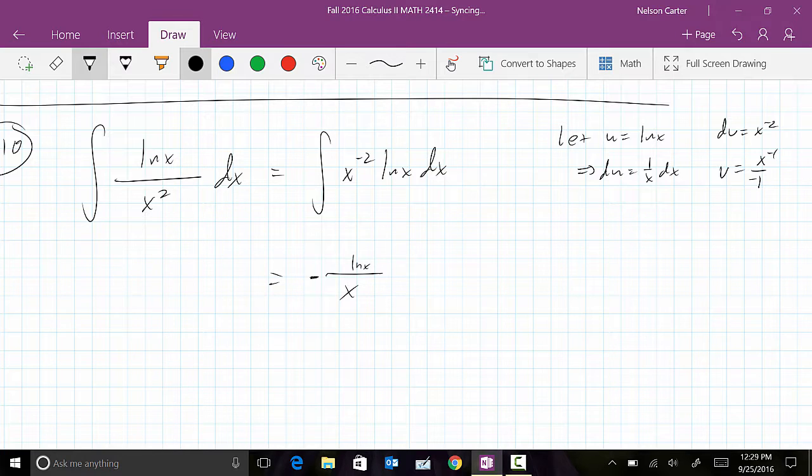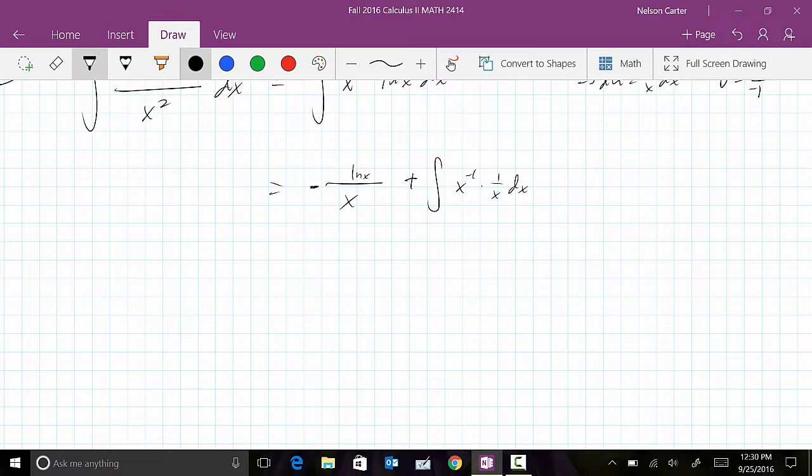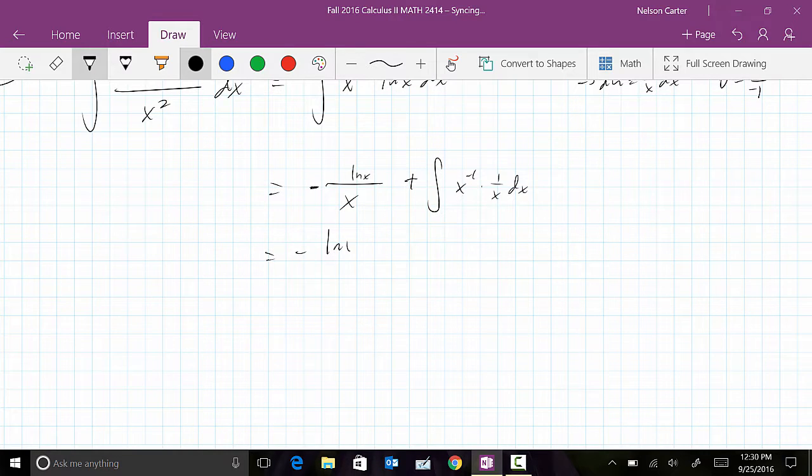So it's the negative ln of x over x, that's the u times v, minus the integral of v du. So v is already negative, so that makes this positive. It's x to the power negative 1, and then du is 1 over x dx. So if you notice, it's the same thing. So this is negative ln of x over x plus the integral of x to the power negative 2 dx.